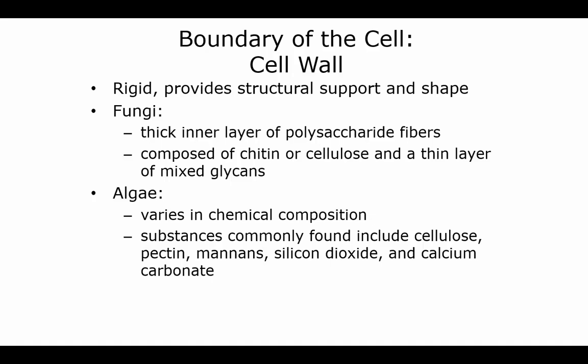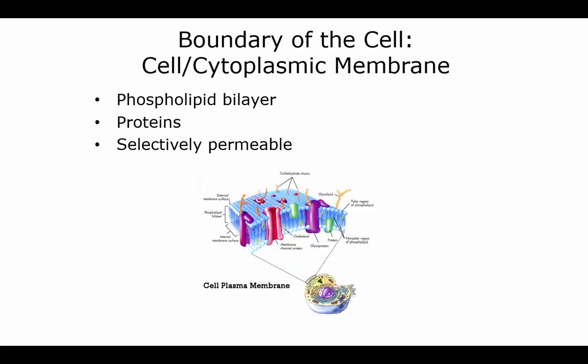Now the cell wall is very rigid, and we know it's for structure and support. In fungi, it's composed of chitin or cellulose. In algae, the chemical composition varies. Most often it's cellulose or calcium carbonate. We describe the cell membrane over and over again as a phospholipid bilayer with proteins scattered throughout. And we talk about how it's selectively permeable. It lets some things in, and it won't let other things in. It lets other things out and won't let some things out. So it picks and chooses what can move across that membrane.